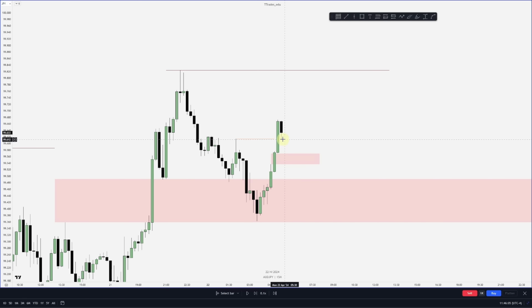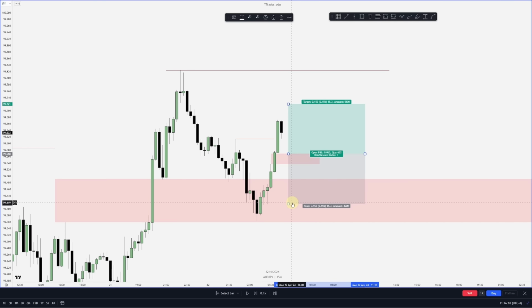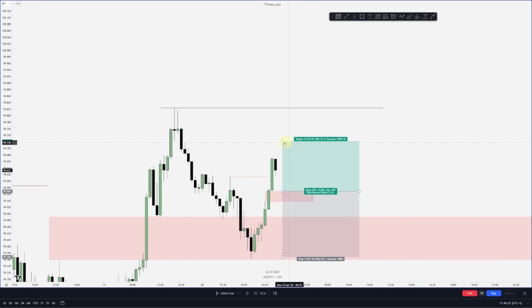We actually make another fair value gap right here. Why would I prefer this one? Well, it's just closer to a discount of this range, as well as lining up with the bodies of this breaker block here. Now, if I'm looking to trade this, I want my stop on the low or below the down close candles here. And then I'll be looking to have my target at 2R.